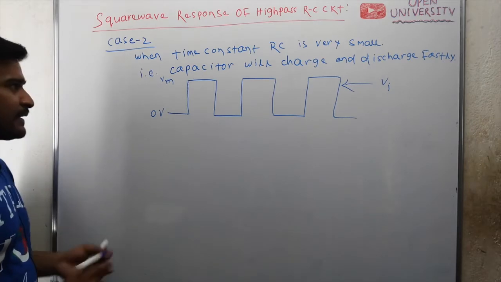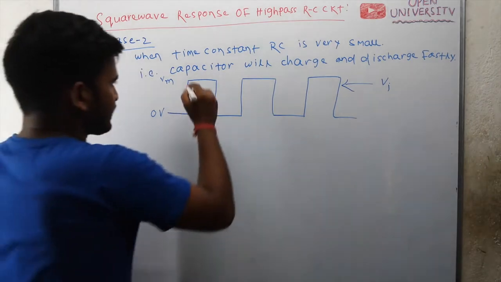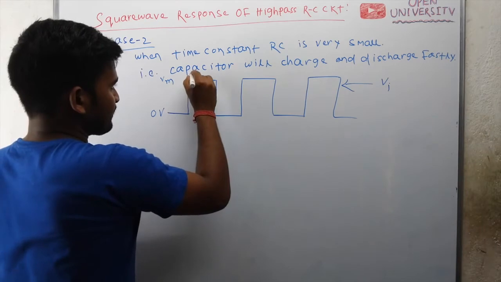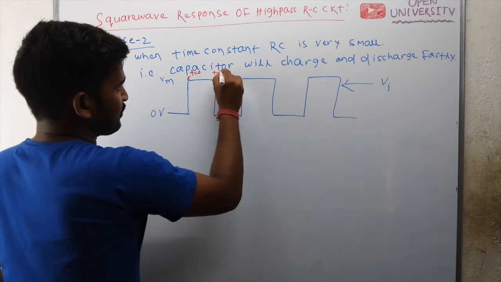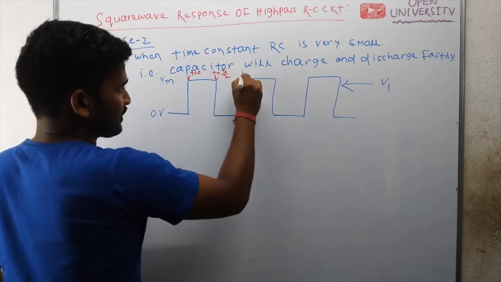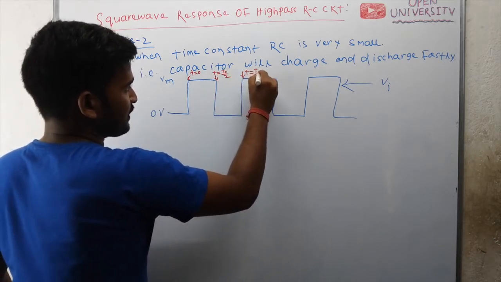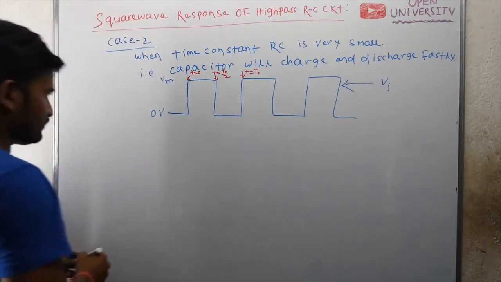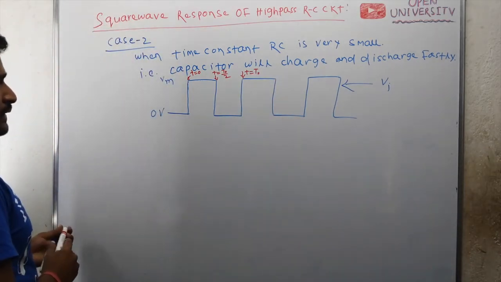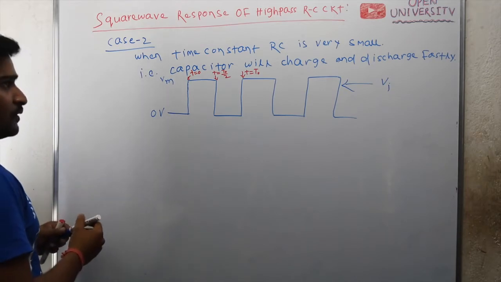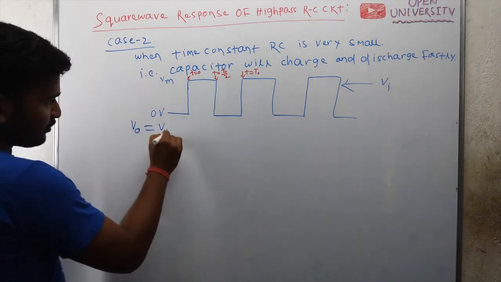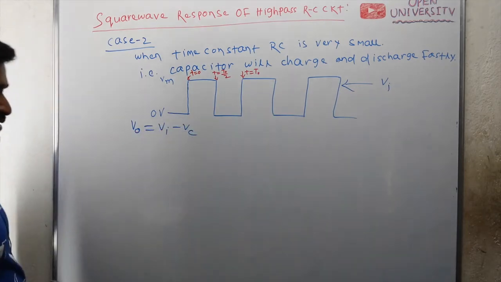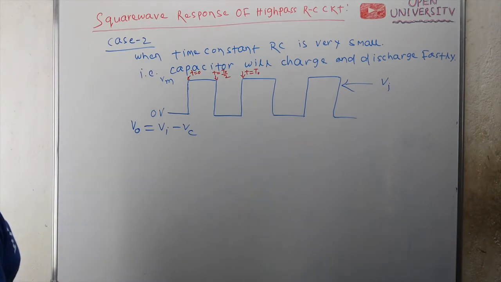Let this be time t equal to 0, this time t equal to t naught by 2, and this time t equal to t naught. Now what is the expression of your output waveform? V naught equals Vi minus Vc. This was the expression of the output waveform of your high pass RC circuit.